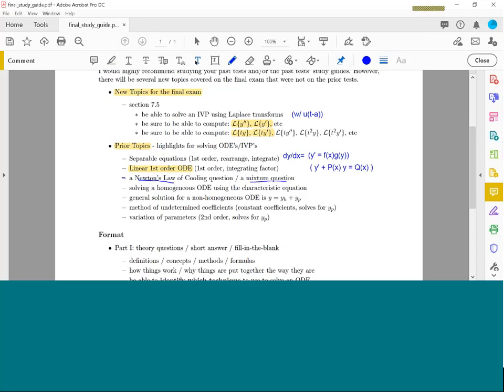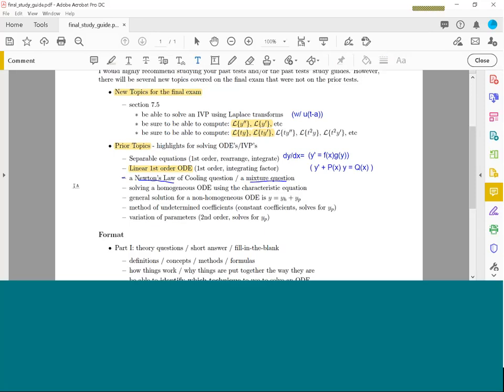But realistically, those guys are going to be the first ones that go if I start having to delete questions based on time. Okay? But in terms of the things to focus on the most, definitely focus on making sure you can deal with solving differential equations using Laplace transforms. Make sure you can deal with separable and linear differential equations.